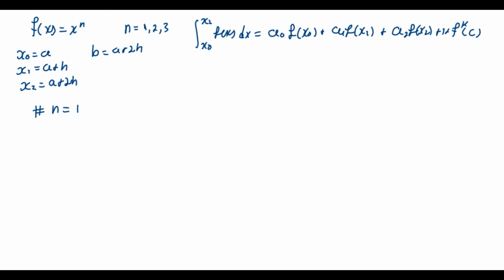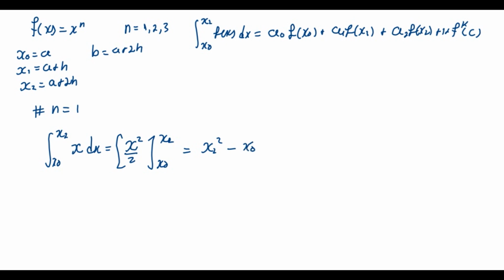So that's going to be the integral from x naught to x sub 2 of x dx, because our n is 1, so it's just x there. This will be equal to x to the power 2 divided by 2, evaluated from x naught to x sub 2. This is just going to give you x sub 2 squared minus x naught squared, divided by 2. What is your x sub 2?